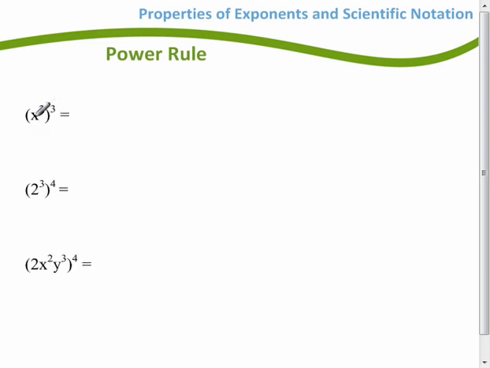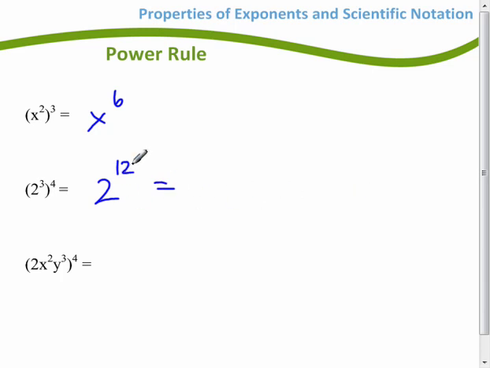This one, I've got an exponent inside a bracket and one outside. I multiply those two. So it'd be 2 times 3 is 6. Go ahead and do the next two and press play when you're done. Okay, hopefully you've pressed play. 3 times 4 is 12, so 2 to the 12th. I could figure out what that number is, but it's a real big number.